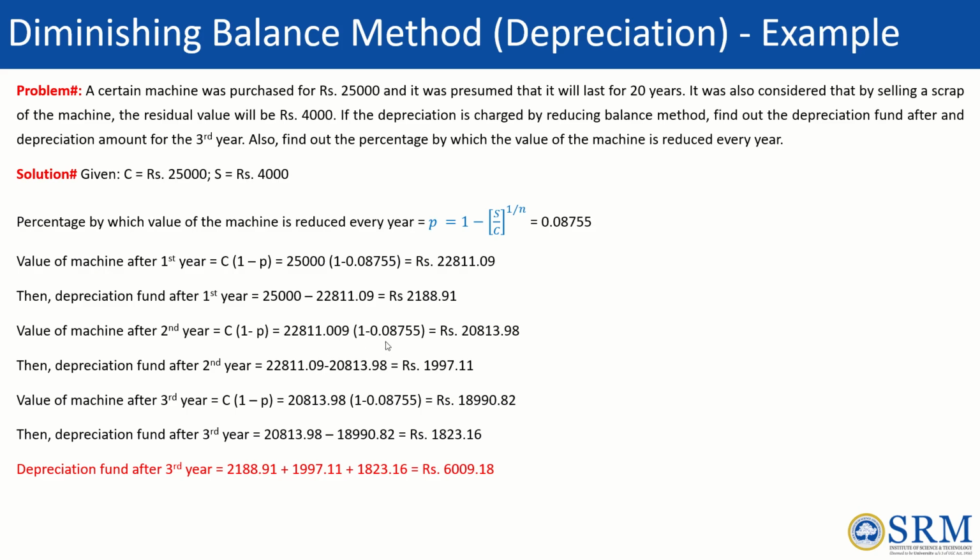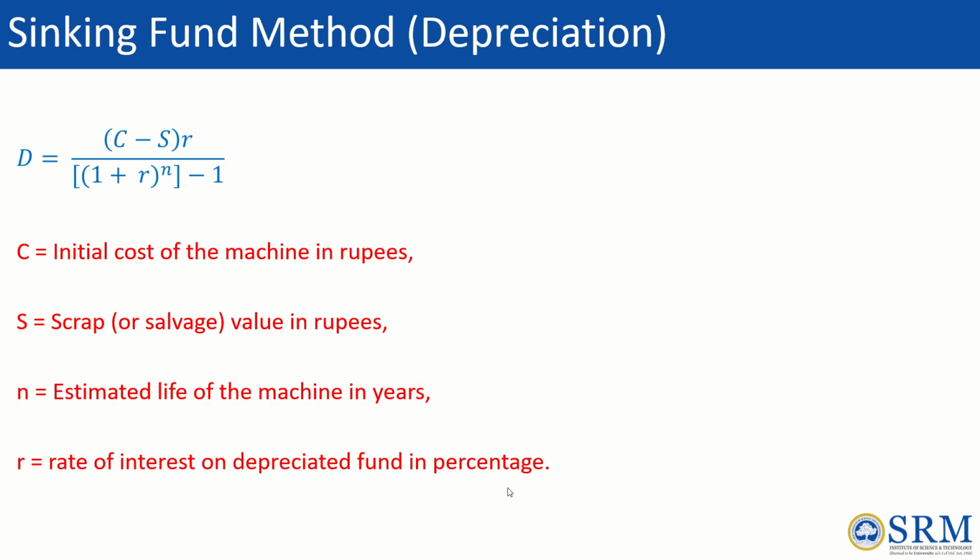Similarly for the second year, 22,811 into 1 minus 0.08775, we will get this value. Then similarly we have to calculate the depreciation fund of the second year. Okay, so likewise we have to calculate for the third year, because it is asked to calculate the depreciation amount at the end of the third year. Okay, so the depreciation after the third year will be 1,823.16. So the depreciation fund after the third year will be adding all those depreciation values, 2188.91 plus 1997.11 and 1823.16, we will get rupees 6,009.18.